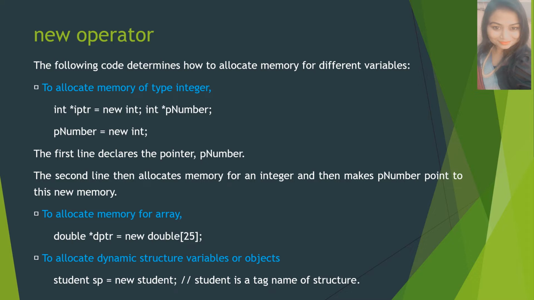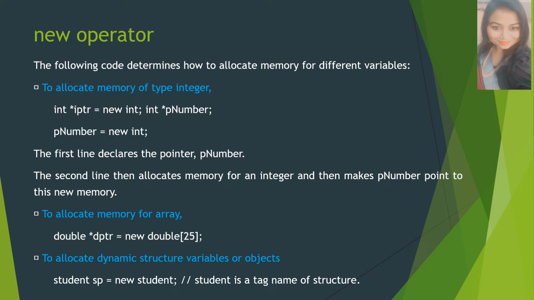Then the new operator. We already know the definition: new is an operator which is used for allocating memory dynamically at runtime. Here are three different syntaxes. The first syntax is to allocate memory for a variable of type integer only. We use the first syntax when we just have to allocate memory for only one variable.